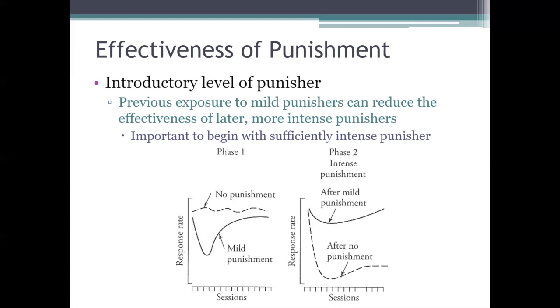So there's a lesson in that, right? Which is that if you're going to use punishment, it's important to start with a punisher that is strong enough to weaken the behavior. It's counterproductive to work your way up to that point because that process of gradually increasing the severity makes it so that more intense punishers become less effective for that individual.